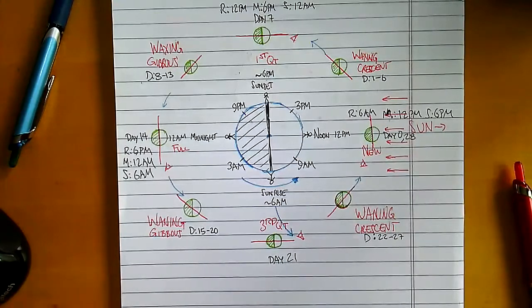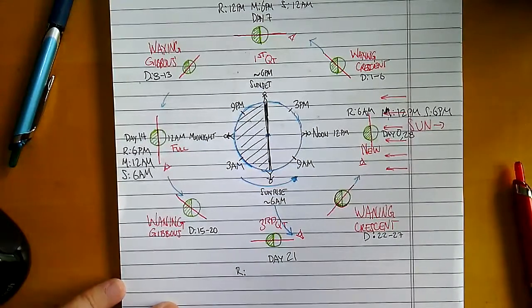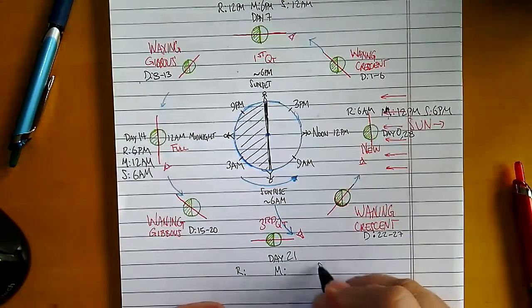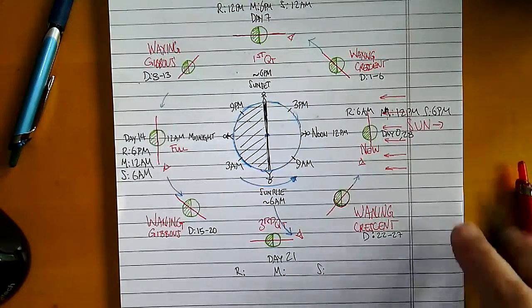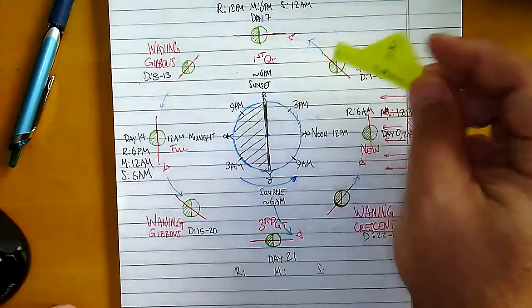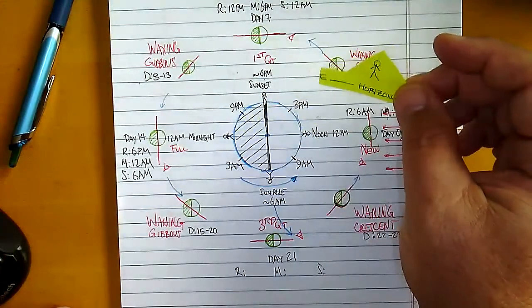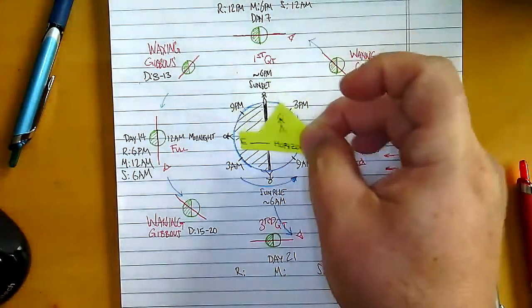Let's do third quarter. So in the third quarter moon, I need to find the rise time, the meridian crossing time, and I need to find the set time. Okay. So this time I'll use the little yellow guide just in case that's more helpful to you people. Again, the rule is you start on the opposite side of the Earth from the moon. So I'm looking at third quarter, opposite side is over here.